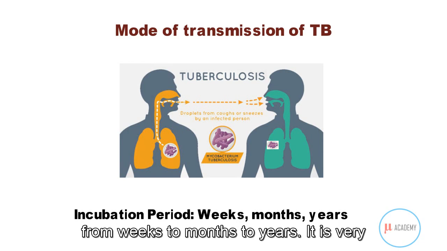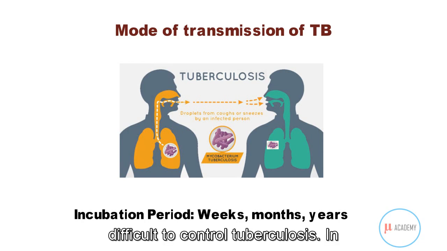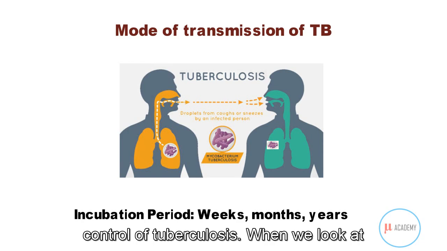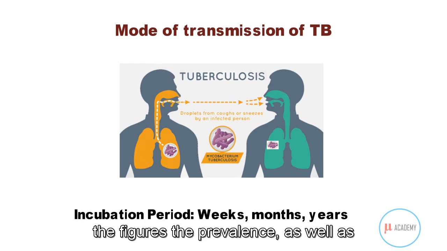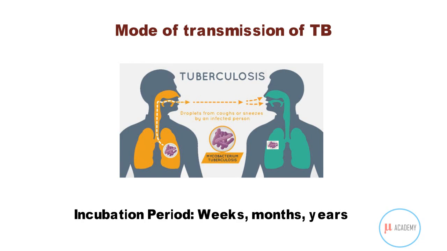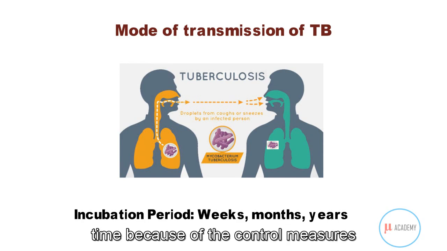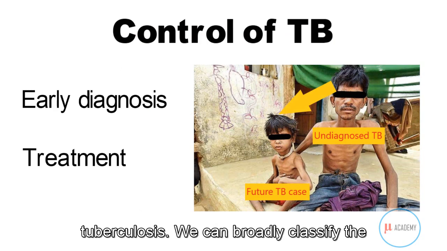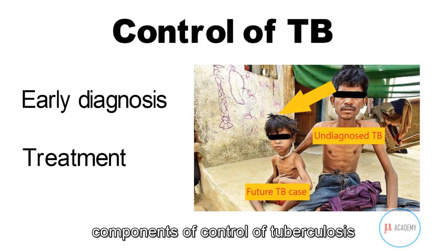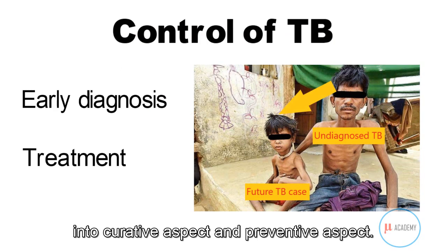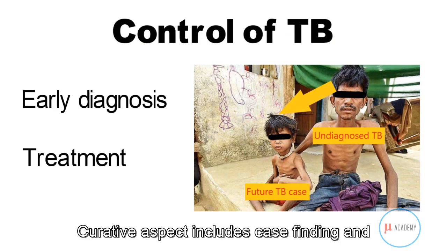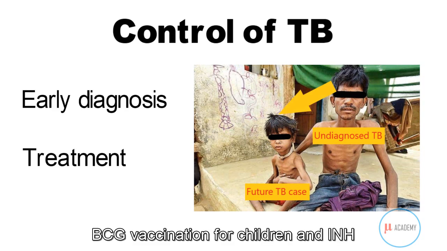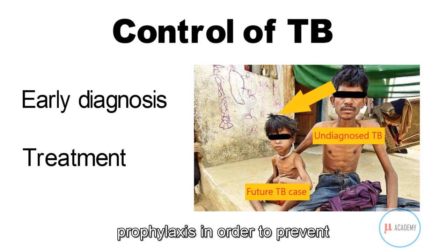It is very difficult to control tuberculosis. In India itself, we have achieved a lot for the control of tuberculosis. When we look at the figures, the prevalence as well as the incidence of tuberculosis has gradually decreased over a period of time because of the control measures taken in the country. In order to control tuberculosis, we can broadly classify the components of control into curative aspect and preventive aspect. Curative aspect includes case finding and treatment, and preventive aspect includes BCG vaccination for children and isoniazid prophylaxis in order to prevent tuberculosis. Let's start with the curative aspect.